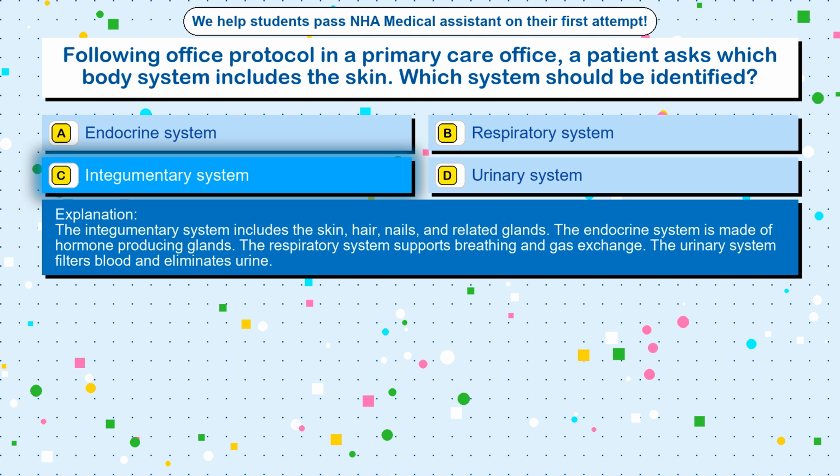The respiratory system supports breathing and gas exchange. The urinary system filters blood and eliminates urine.